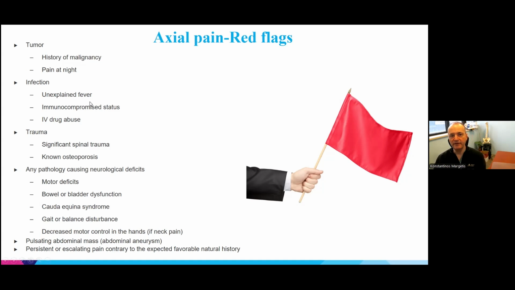Now, if the patient has fever, if the patient is immunocompromised for whatever reason, or if there's a history of intravenous drug abuse, that raises the suspicion that there might be an infection in the spine.